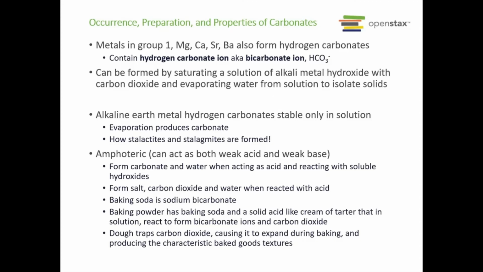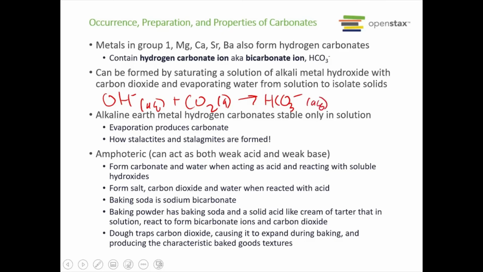Here it is. So we take some OH minus from our hydroxide and give it some CO2, and that gives us HCO3 minus. And then if we evaporate the water off, then we're left with this bicarbonate salt. The alkaline earth metal hydrogen carbonates are stable only in solution.